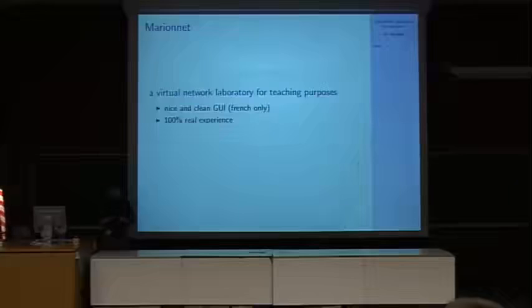Marionnet doesn't emulate the single network tools. So it doesn't emulate ifconfig or iptables, etc. It just emulates a machine. So what you do with the machine is going to be valuable when you work on the real world, on the real machine. It's just the same. So for students, it's a really good experience that they're going to use in life.